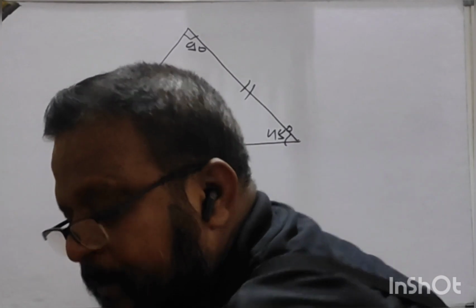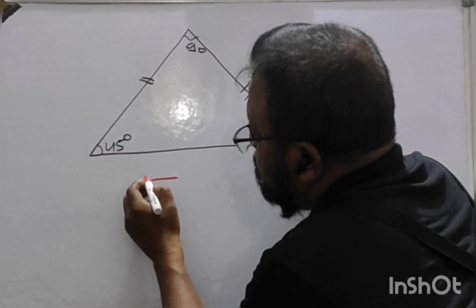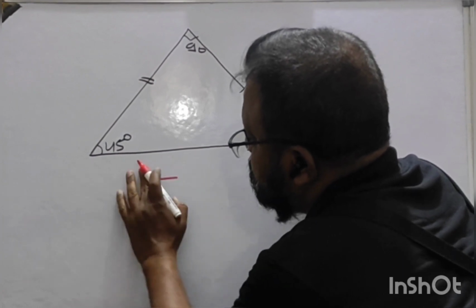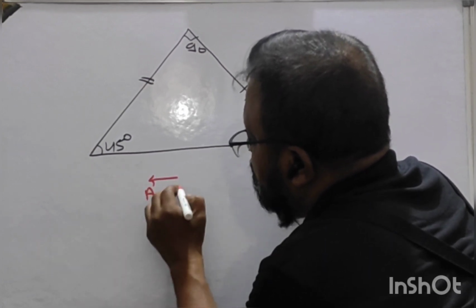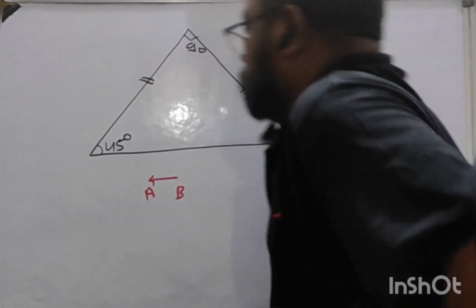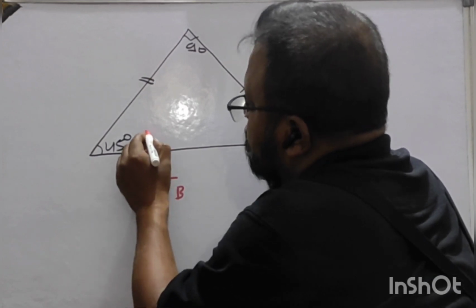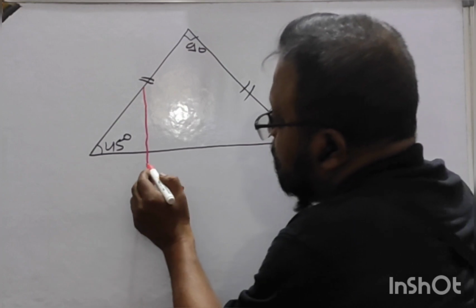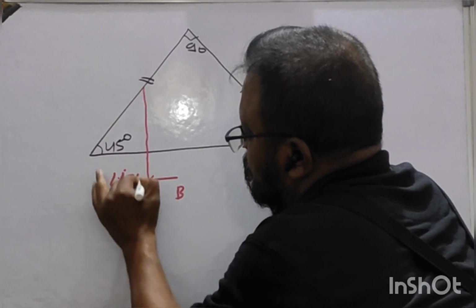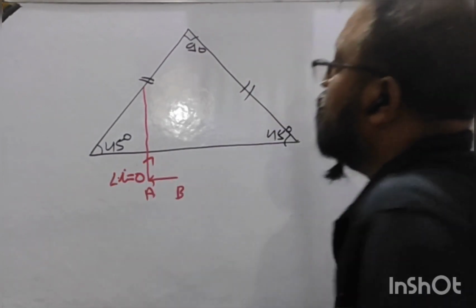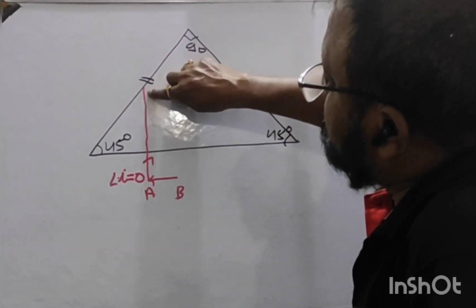So what happens? There is an object. This is A and B. So this is the incident ray, right? So what happens here? Angle of incidence is 0. So the ray is behaving like a normal. So it goes undeviated, straight to this point.